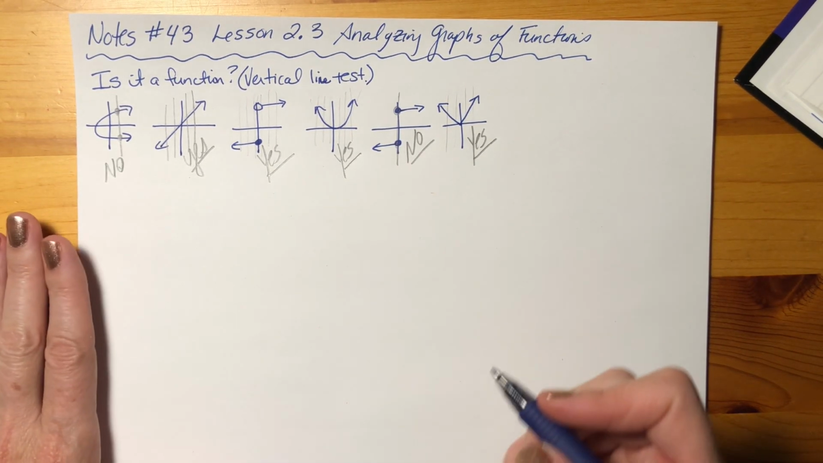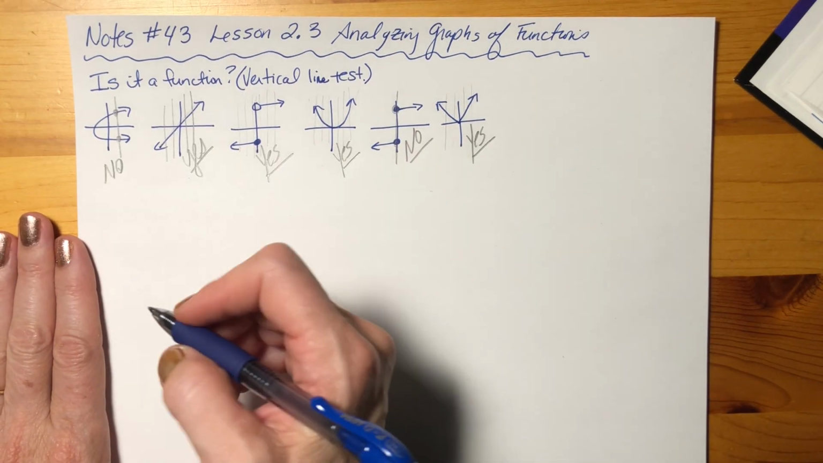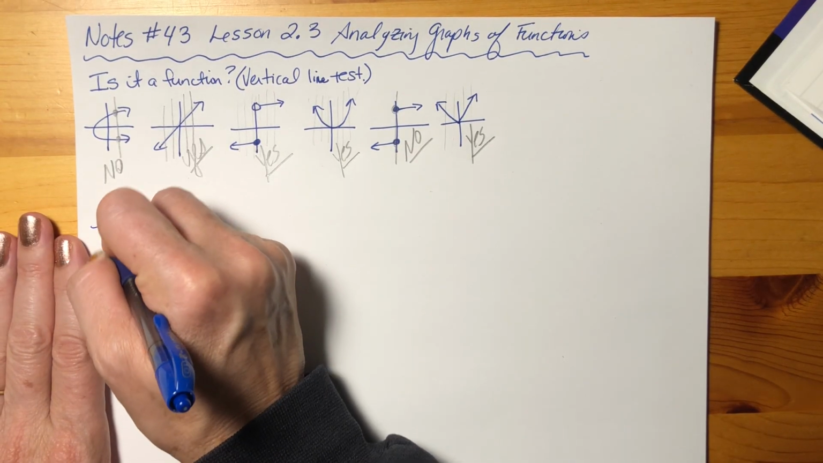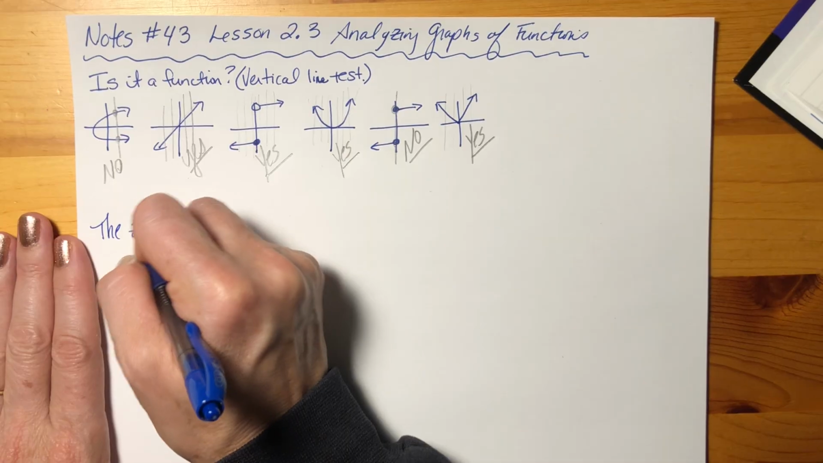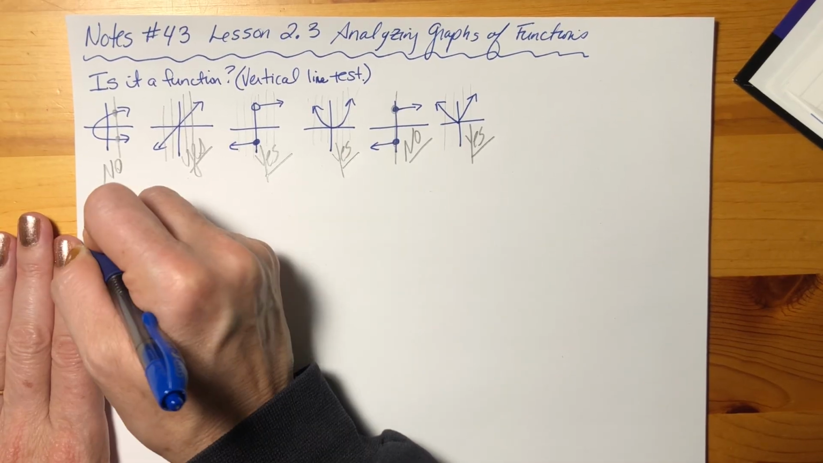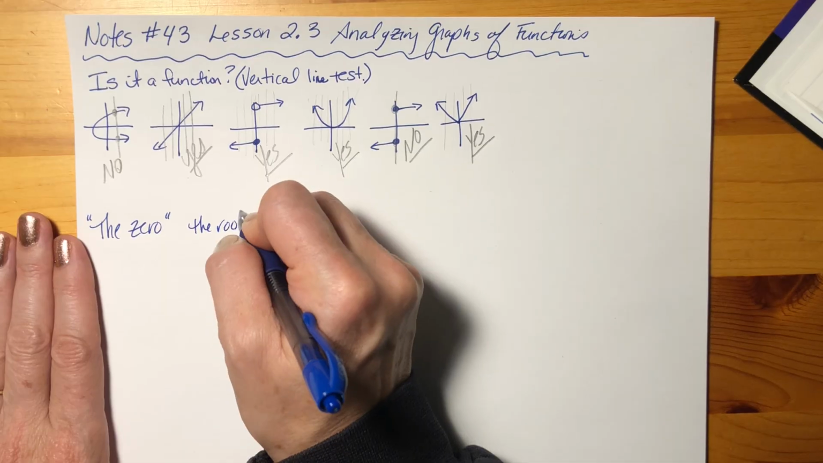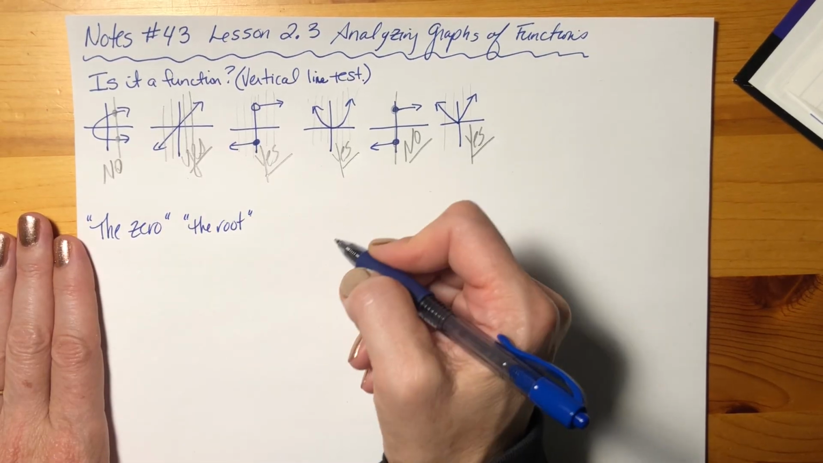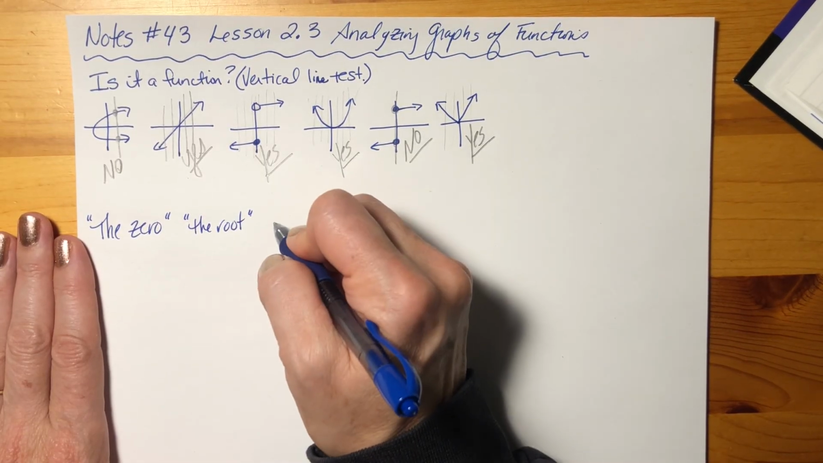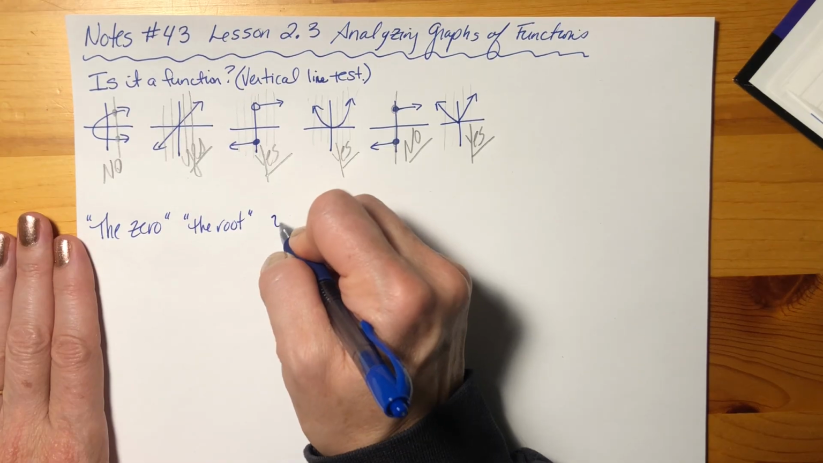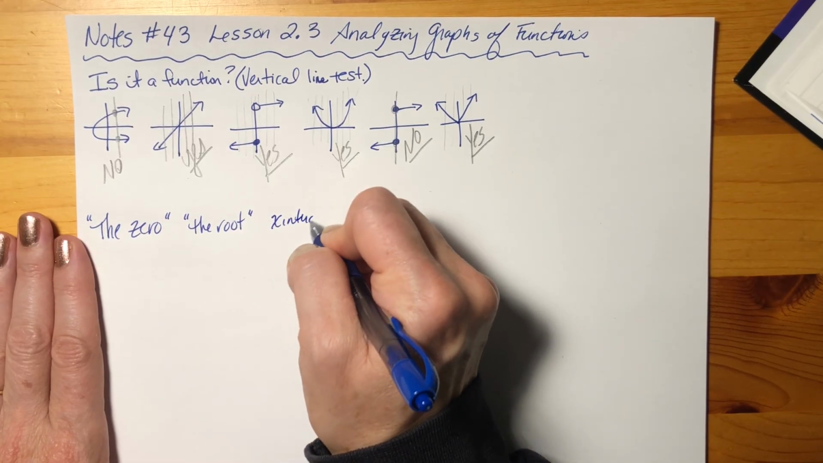So the next thing I want to go over with you is the zero, okay? Lots of people call it different names. The zero is the same thing as the root, which is the same thing as the x-intercept, okay?